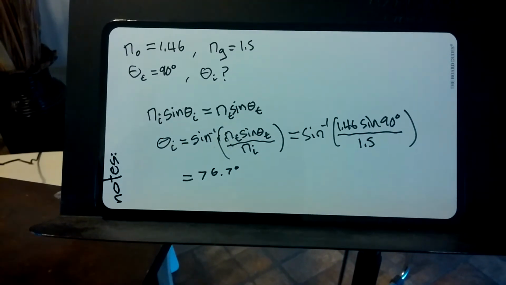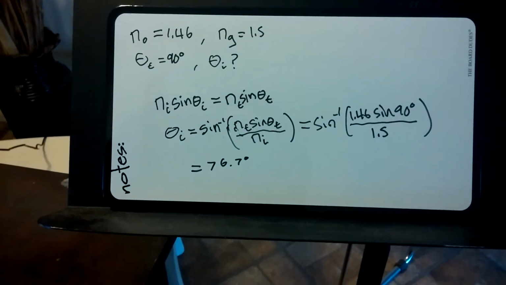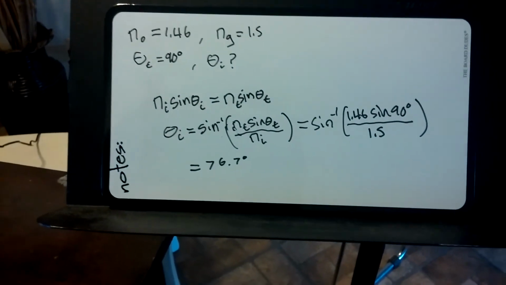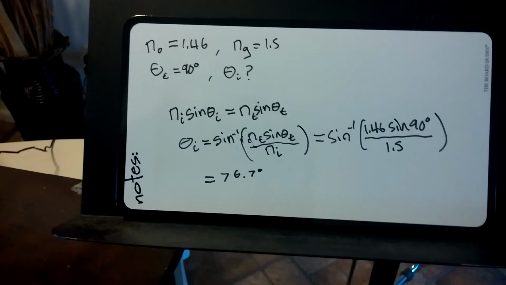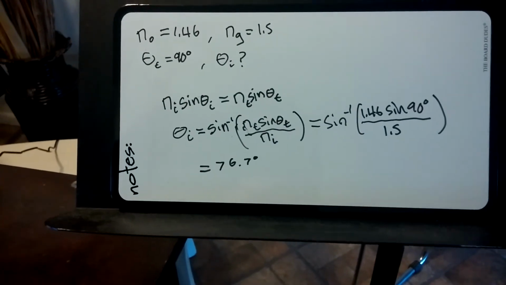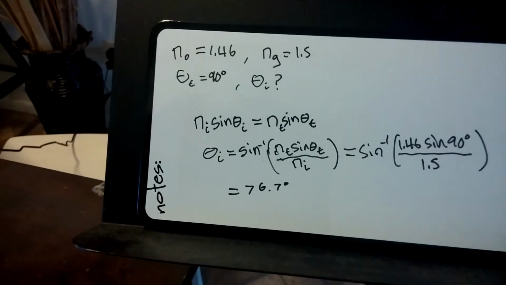Which basically says anything shallower than that will not leave the glass rod. The light will be refracted and stays inside the rod. Therefore, you can't see it.